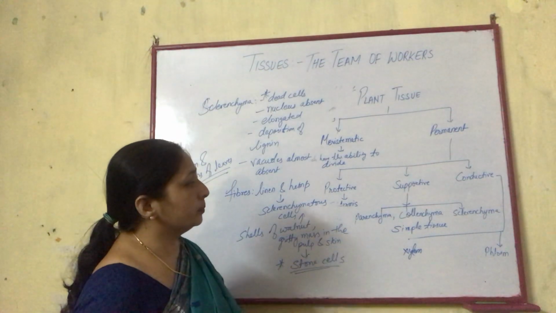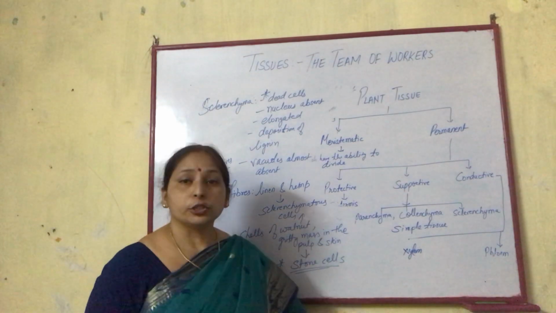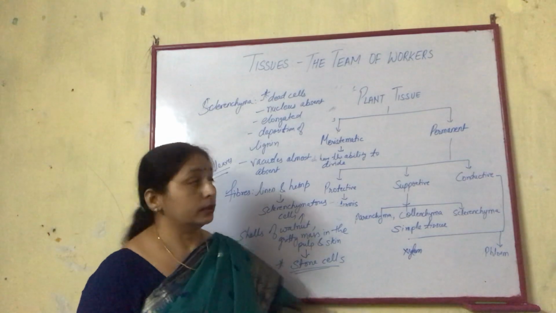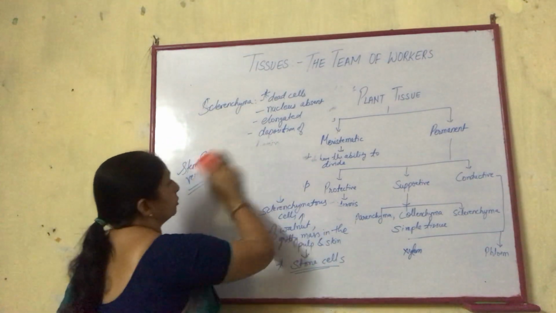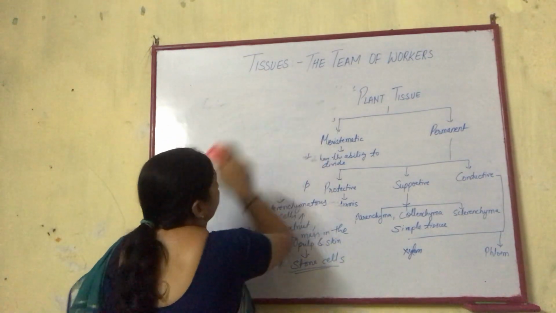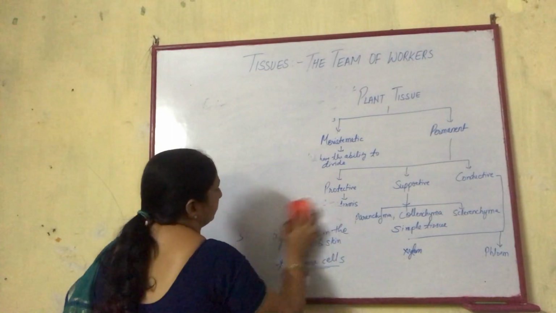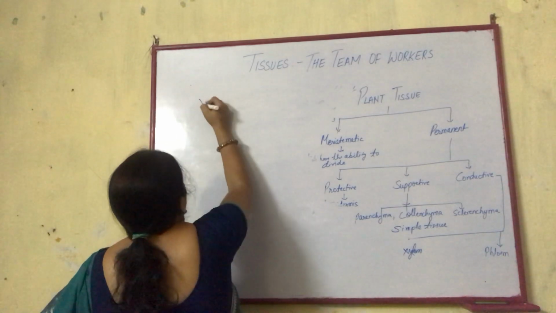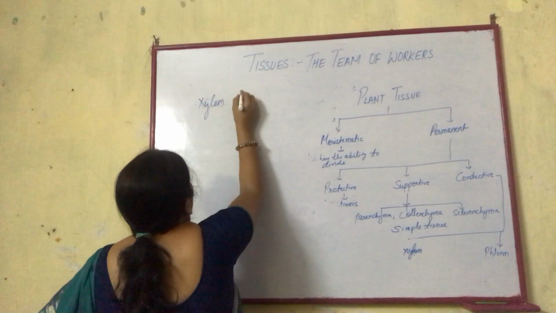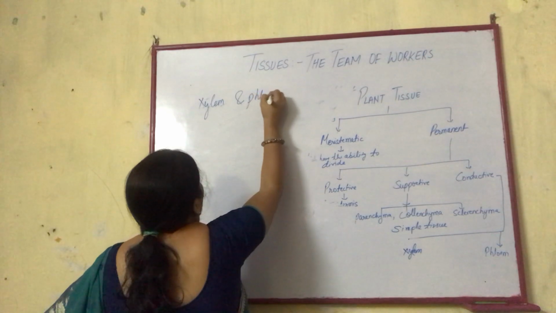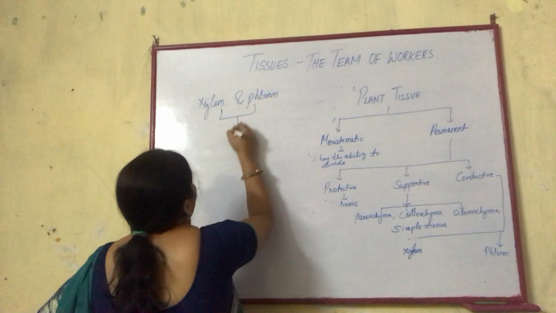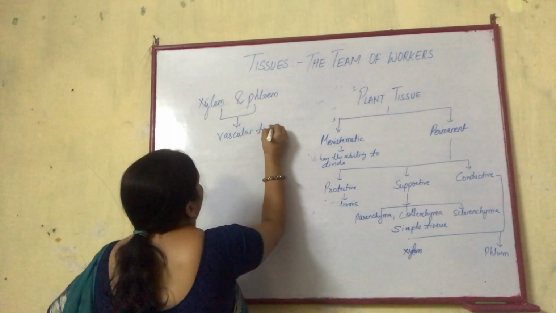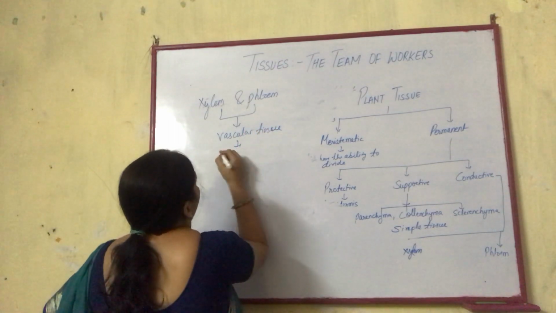Next to this is conductive tissue. Conductive tissue is xylem and phloem, which are also termed vascular tissues. Xylem and phloem are termed vascular tissue, conductive tissue or complex tissues.